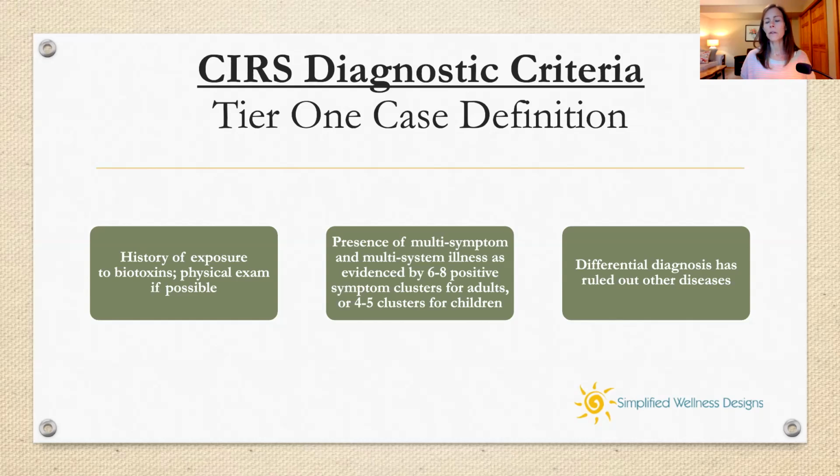And then the third part of tier 1 is differential diagnosis to rule out other diseases that could be the culprit for your symptoms. So your clinician will likely, through taking a history, maybe doing some labs, look and make sure it's not something else.